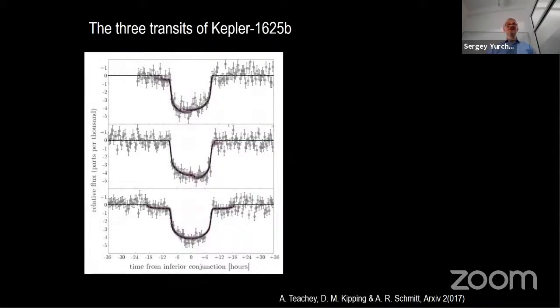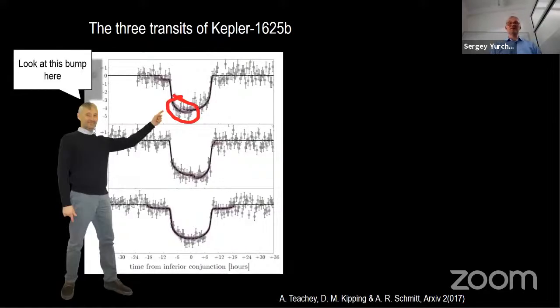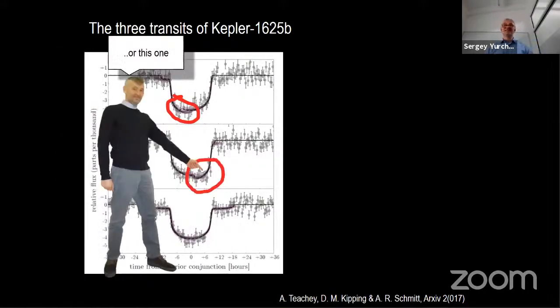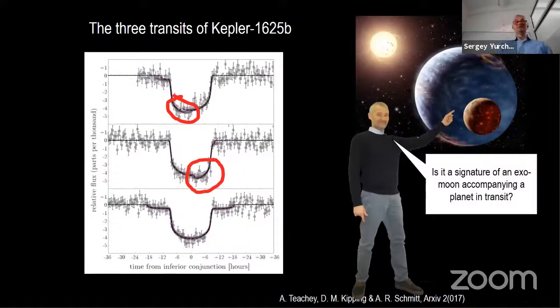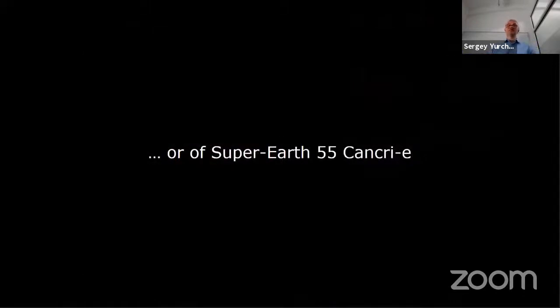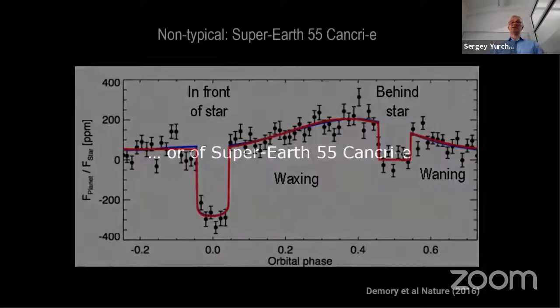Some of them can be very interesting. So look at this Kepler 1625b curve, especially at this particular wiggle. It's argued that maybe it's because of the signature of an exomoon accompanying the planet in the transit. Still not fully proved. Or of a super Earth, 55 Cancri e.